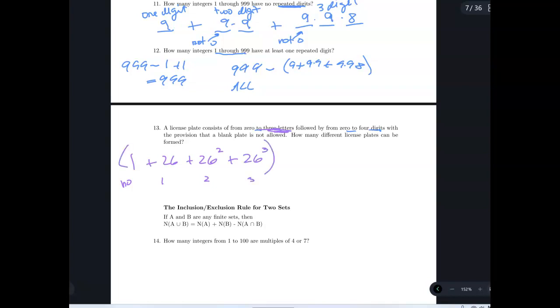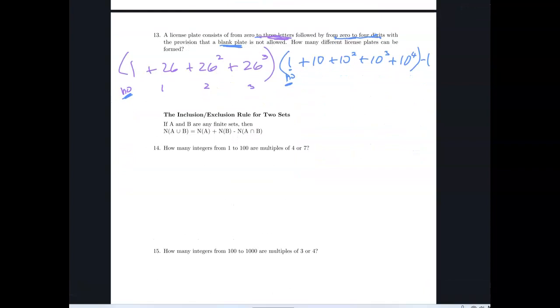Okay, so that's letters and followed by 4 digits, right? So I've got no digits, right? So this is no digits here. 1 digit, and that'd be 10 choices. 2, 3, and 4. Okay, I am not allowed to have a blank plate. And this multiplied times this is no letter, and this is no digit. So I've got to take that one choice away. So I say subtract 1.